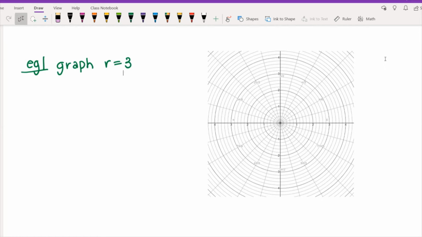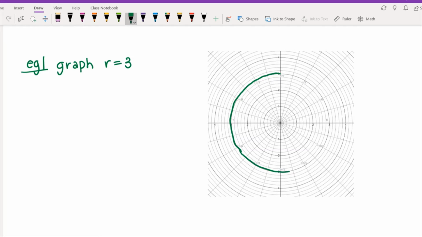If r is equal to 3, that means that no matter what the angle is, theta can be any angle, but the radius is always 3. R is always 3. So what is that going to look like? Well, it's going to look like a circle with a radius of 3, right? Because it's basically saying no matter what angle we go to.